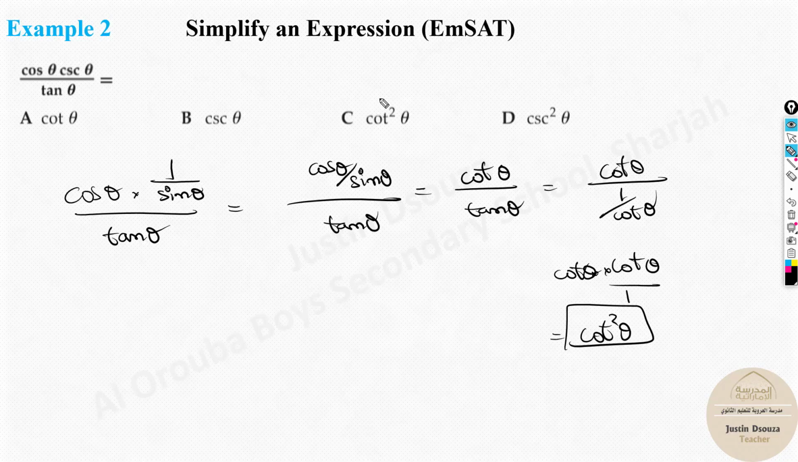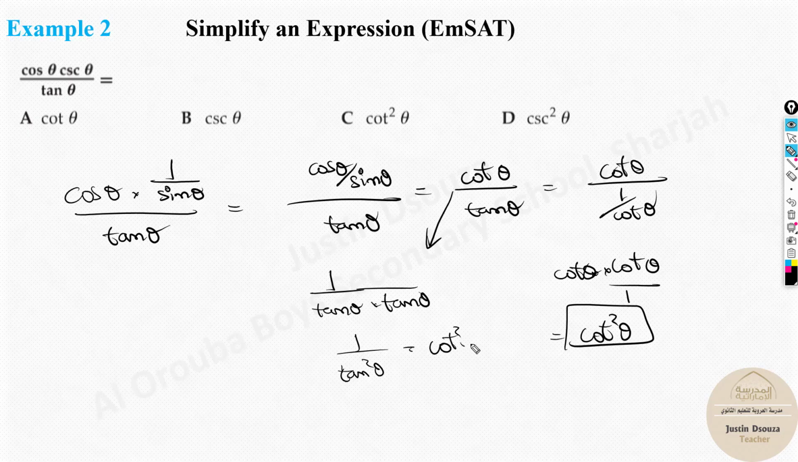Now there are other ways also to solve. You can take this cot down. See this step over here: you can write cot as 1 by tan theta, into which there is already a tan theta in the denominator. Then this will be 1 by tan square theta, and 1 by tan square theta is cot square theta. It's up to you. You can have different variations.